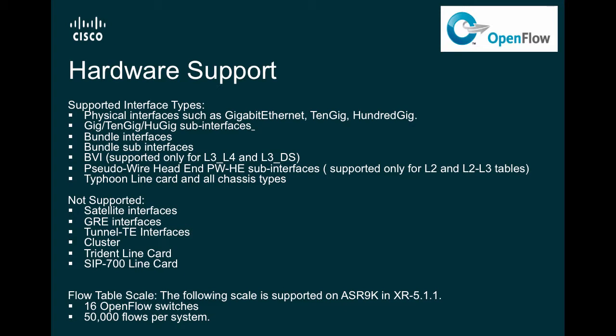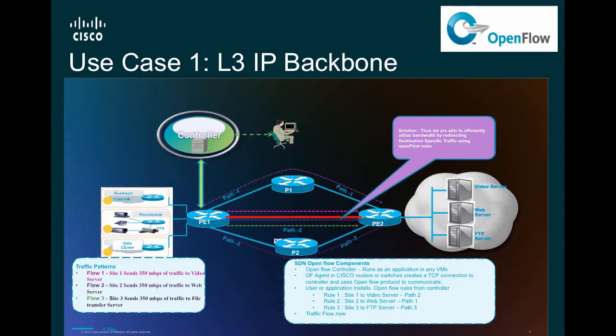In terms of scale, which is very important, as on the XR 5.1.1, we do support 16 OpenFlow switches and 50,000 flows per system. This scale is limited to NP, so depending on each NP on the line card, you can support 50K flows. So the total scale of the line card will depend on the number of NPs on that line card. So that's great. Now that we understand a little bit about OpenFlow, let's talk about use cases.